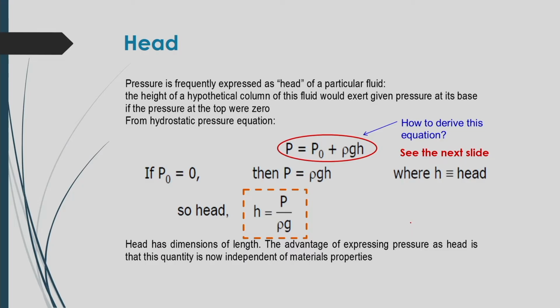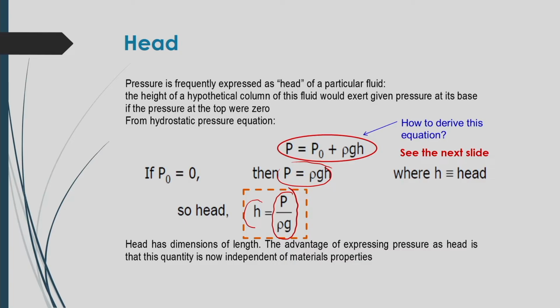Now, what is interesting is that sometimes this pressure is represented by head, because it is regarded as the length of the fluid by which the hydrostatic pressure is represented. In this case, consider the height of a hypothetical column of this fluid that exerts a certain pressure at its base, with the pressure at the top being 0. Then from the hydrostatic pressure equation we can say that simply P is equal to rho g h. From this equation, h will be equal to P by rho g. This h is called the head.